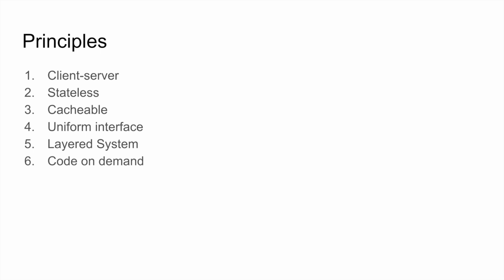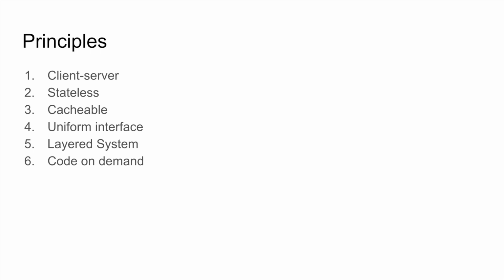By applying the software engineering principle of generality to the component interface, the overall architecture is simplified and the visibility of the interaction is improved. In order to obtain a uniform interface, multiple architectural constraints are needed to guide the behavior of components, and REST is defined by 4 interface constraints: identification of resources, manipulation of resources through representation, self-descriptive messages, and hypermedia as the engine of application state.